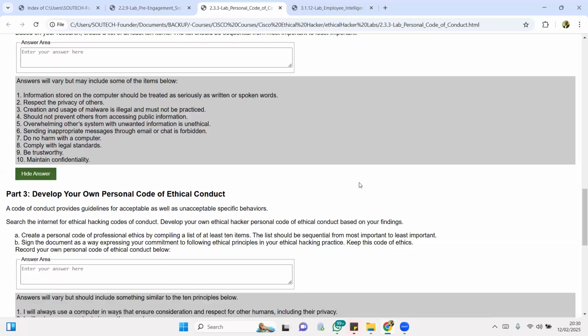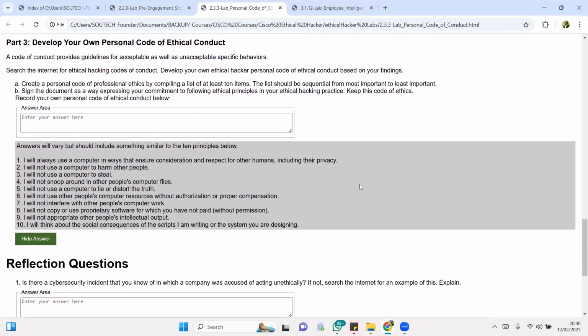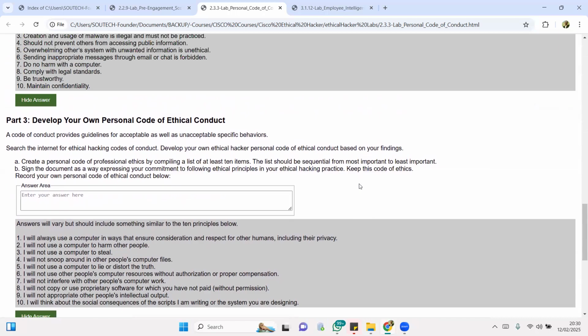So you should now have your own guidelines, your own kind of personal code that should guide your ethical hacking practice. There are some bare minimums. You should not steal from people's computers. You should not harm other people. You should not snoop around or try to look at people's files. All of those things are unethical.